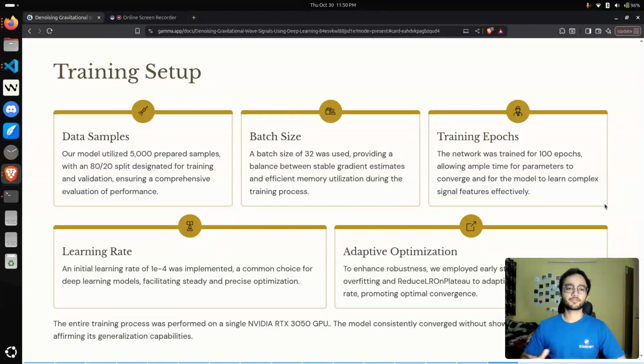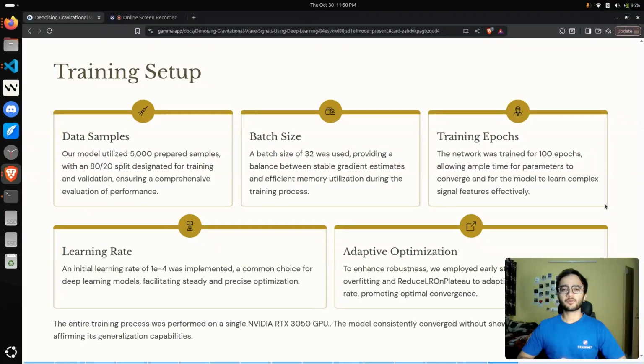The training setup. I utilized over 5,000 prepared samples with an 80-20 ratio. So basically 80% of the samples were used for training and 20% for validation. A batch size of 32 was used, which was a balance between different gradient estimates and efficient memory utilization during the training process. I trained it on my local computer using my GPU, and it took, I think, about 10 to 15 minutes to train the model.